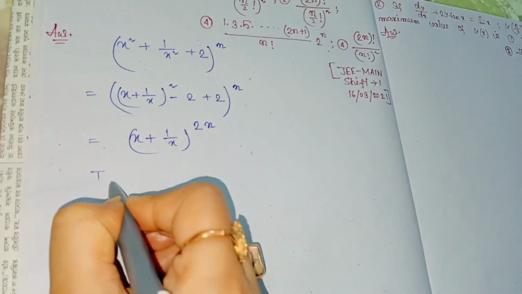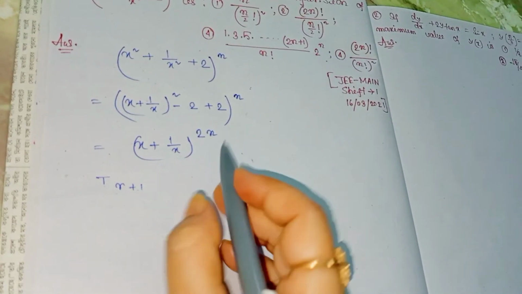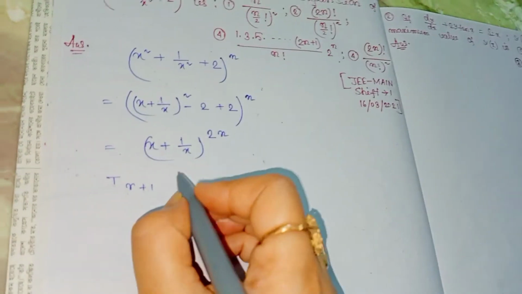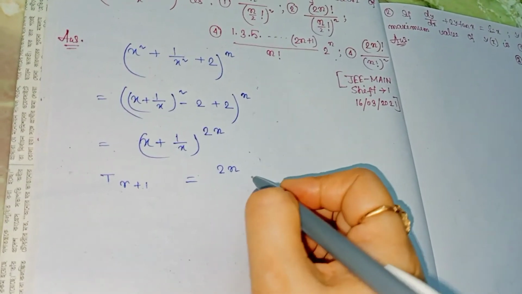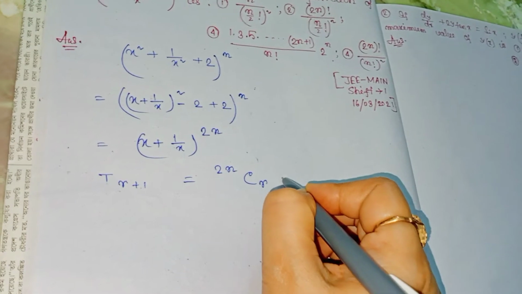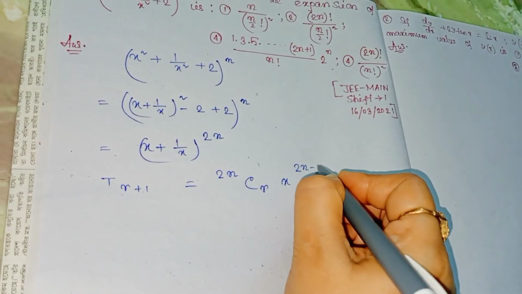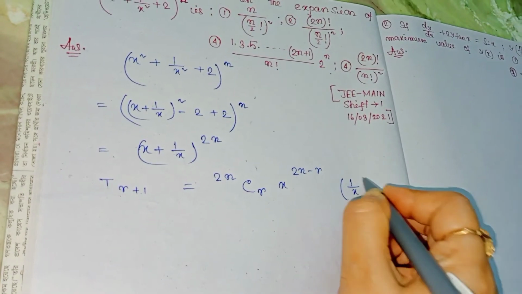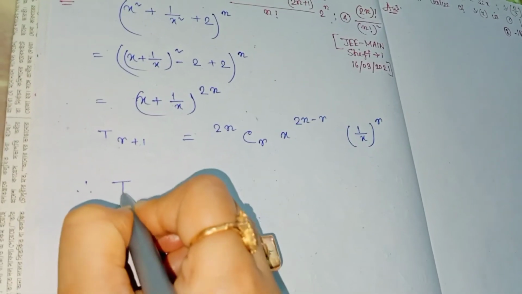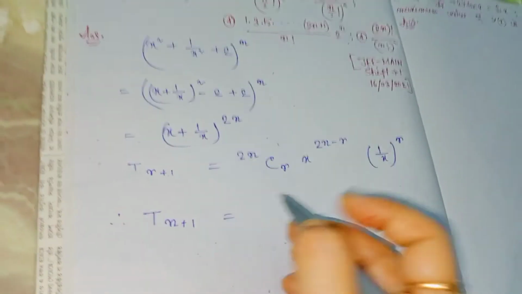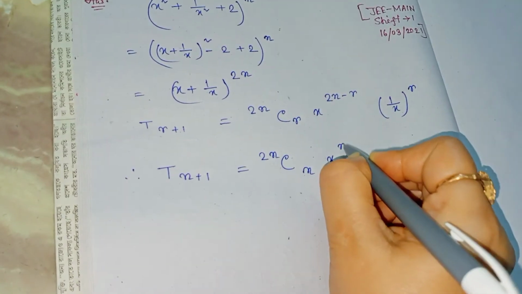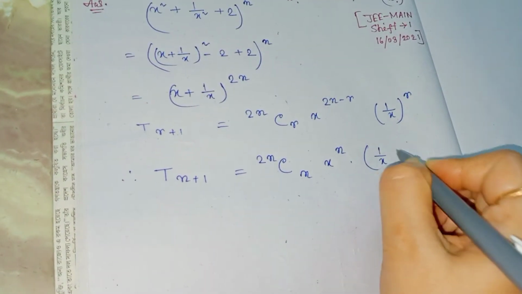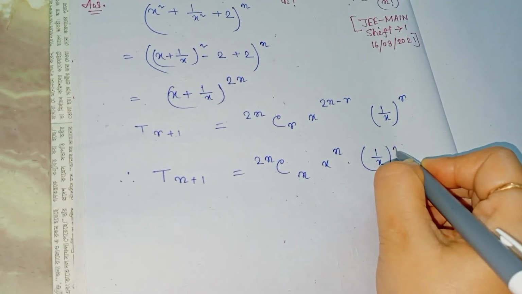So here we should calculate the middle term T(r+1). Therefore T(r+1) is equal to 2n C r x^(2n-r) into (1/x)^r. Therefore the middle term T(n+1) is equal to 2n C n x^n (1/x)^n.